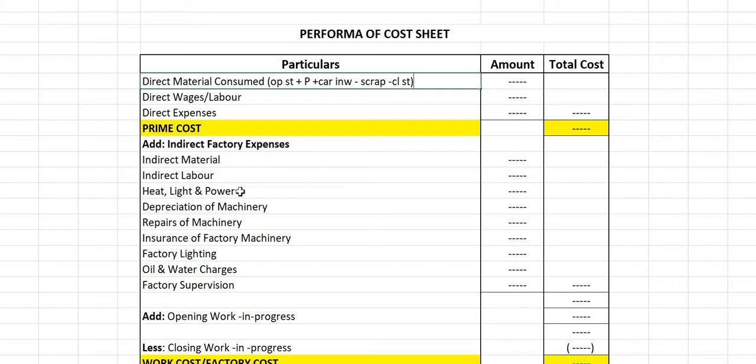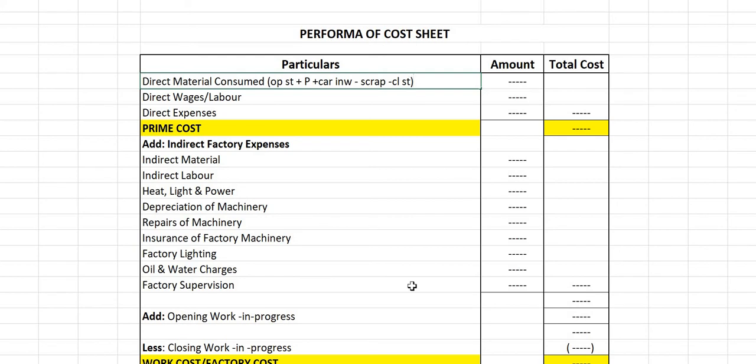Next is heat, lighting and power, which is being used in a machine, being used in a factory. Next, depreciation of machine. Depreciation means usage of machine, wear and tear of machine. And if the machine needs repair, that is also an indirect expense that is to be recorded in factory expenses. Next is insurance of a factory or machinery, then lighting, oil, water charges or factory supervision. So these are a few of the factory expenses. There can be more factory expenses. What you have to do is add all these expenses and write it over here.